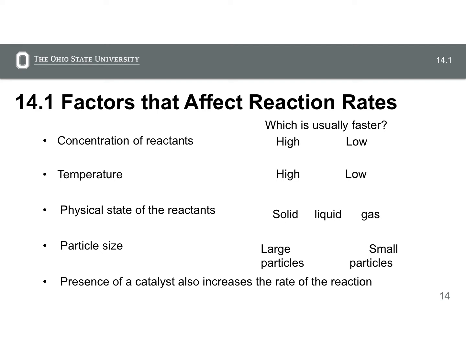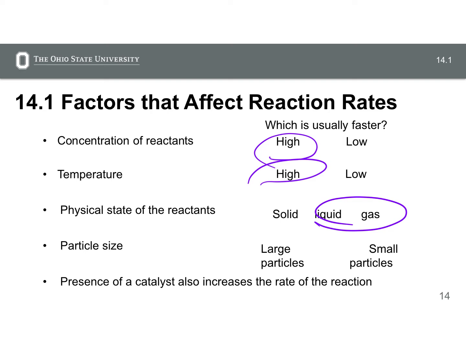Okay, so what about the concentration of reactants? Which will occur faster, a high concentration or a low concentration? High, yep. Higher concentration of reactants, more chance for those reactants to collide and then go on to react. Temperature, high or low? High? Why is that? More energy, stronger collisions. Molecules moving around faster. Physical state, solid, liquid, or gas? Gas. I'm going to circle liquid and gas.